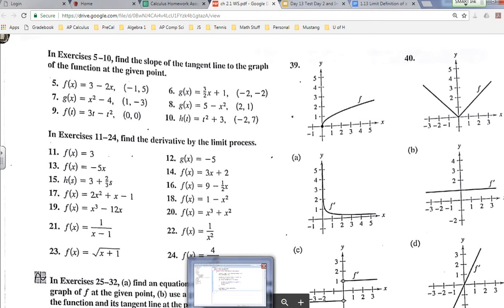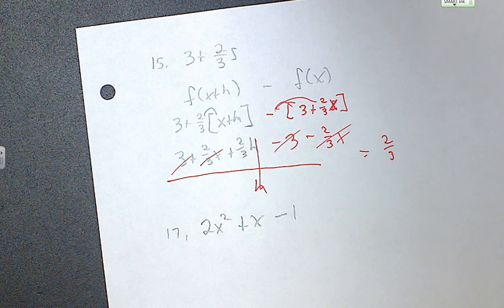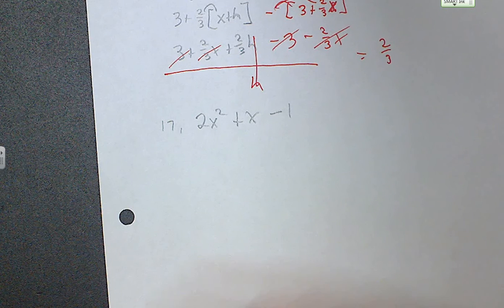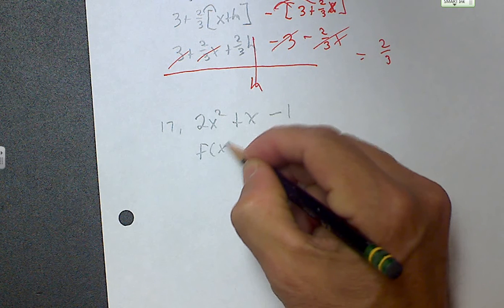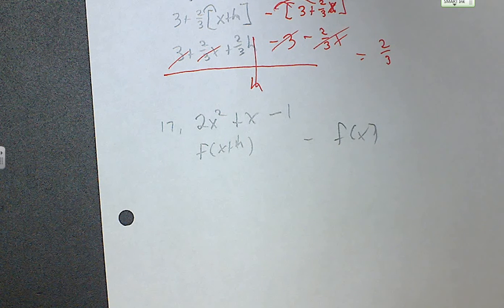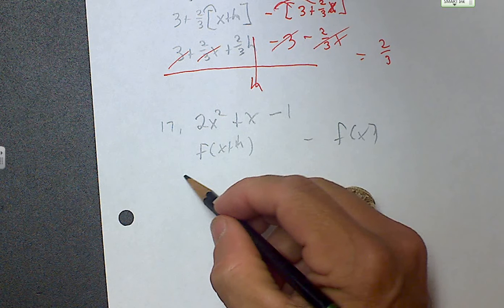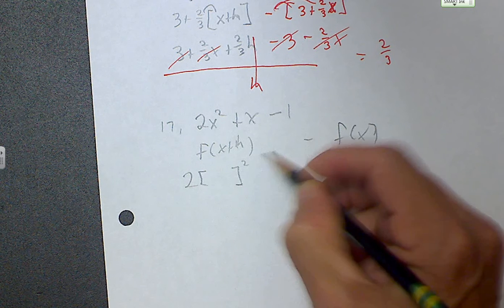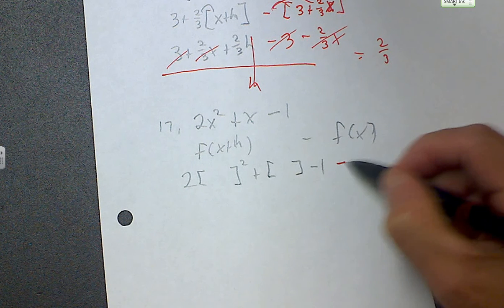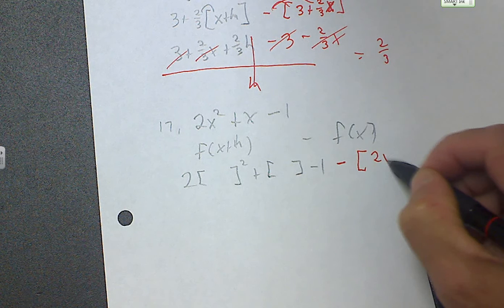Two x squared plus x minus 1, 17. This will at least be a little interesting. So f of x plus h minus f of x. Replace all the x's with brackets. Leave yourself some room. Write the second equation out in parentheses so you get your signs correct.